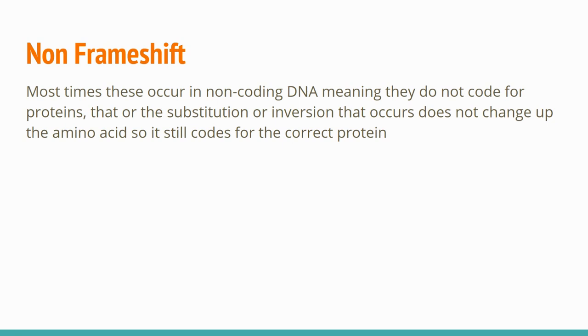So what does this mean? Non-frame shifts, most of the time they occur in what we call non-coding DNA. You don't need to know this at the Bio 30 level, but essentially there's a lot of DNA that we have that codes for absolutely nothing. And so if you have an issue in that area, you're not going to have any problems whatsoever. However, sometimes substitutions and inversions cause a change, but the amino acid doesn't change. If the amino acid doesn't change, then that means it codes for the same protein.